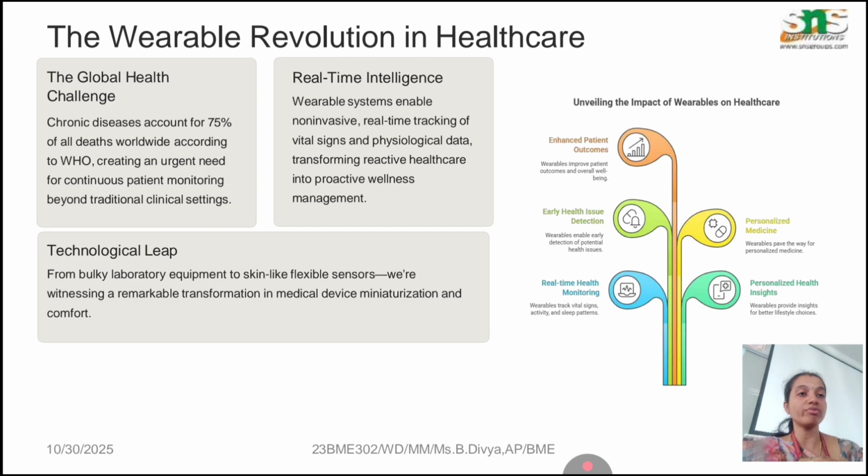Unveiling the impact of wearables on healthcare. What I told is mentioned here. Enhancing patient outcomes: how has the patient's outcome been improved? First, real-time health monitoring should be done, and then early health issues will be detected, leading to enhanced patient outcomes. And then personalized health insights should be given.